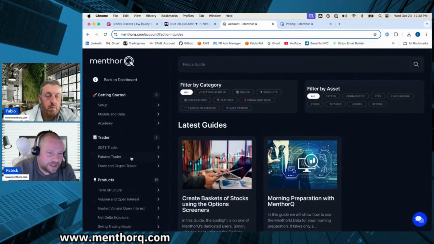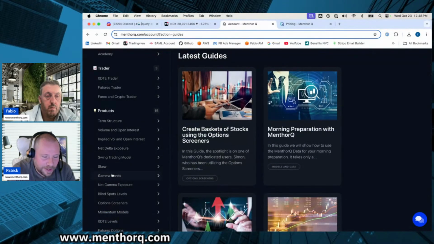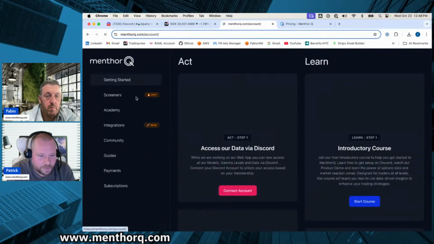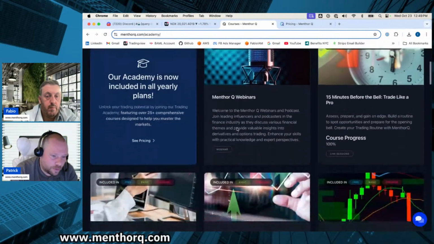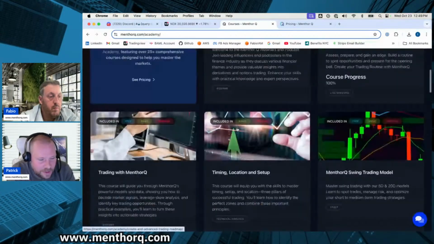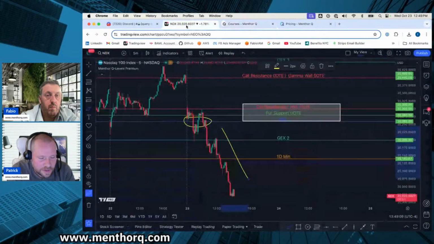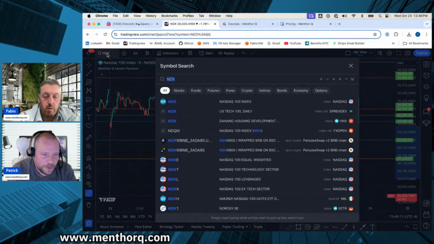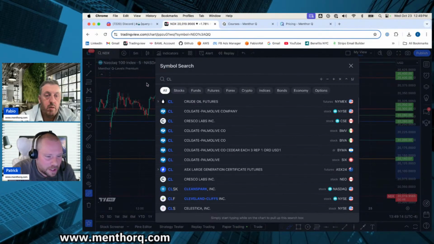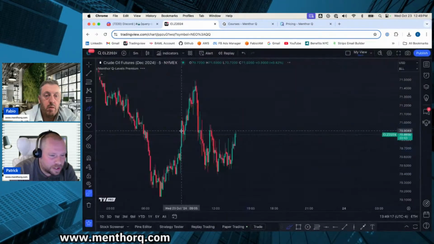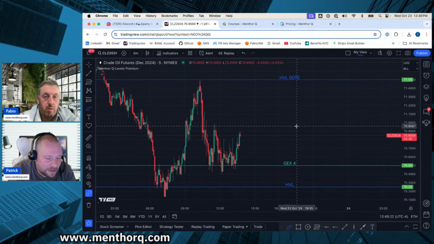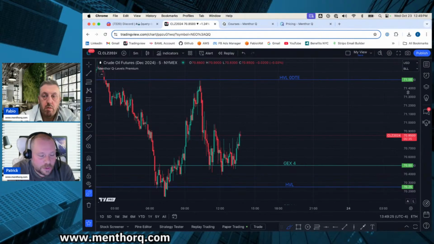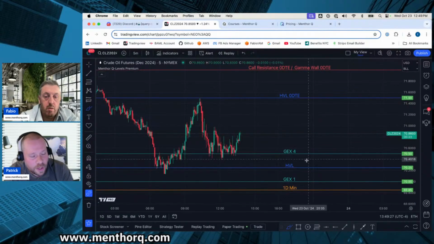By the way, the wiki is like a book. It's crazy what you find there. We also have the academy. And once you understand Mentor Q, the second step to become really successful is observing. Observe the levels, if you plot the levels, if you trade the levels, observe also the effect of net GEX, positive GEX, negative GEX. Understand a little bit more, connect the dots. And then look at how Mentor Q can help you improve your A+ setup.